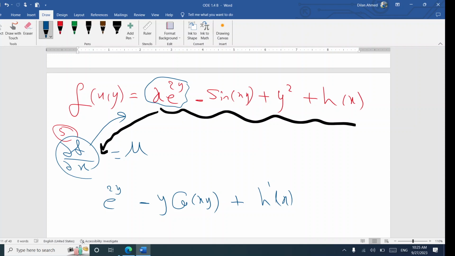Why? Which one? Derivative of sine does not give zero. Sine xy, derivative of sine gives cosine.